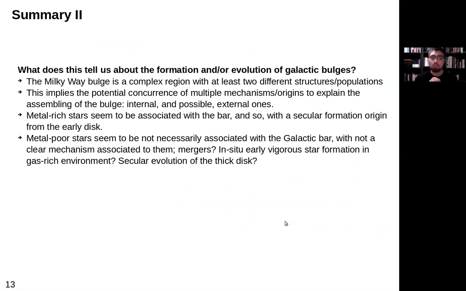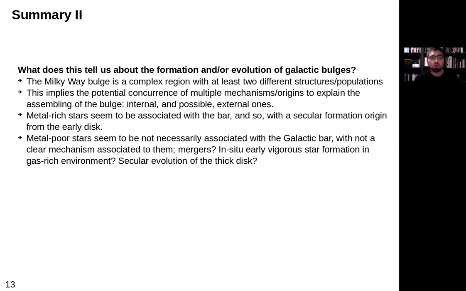So trying to summarize here concerning the question about what this tells us about the evolution of a galactic bulge, we can say first that the Milky Way bulge is a complex region with at least two different structures of populations. And this implies the potential concurrence of multiple mechanisms or origins to explain the assembling of the bulge. So we need internal and possibly also external mechanisms.